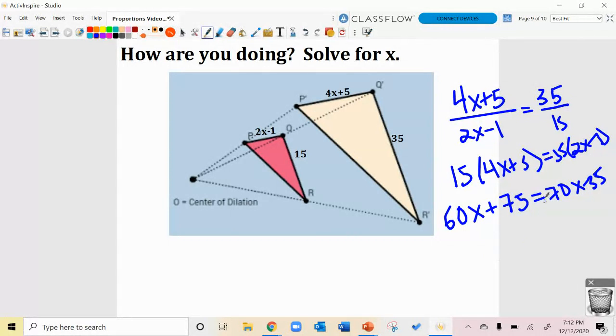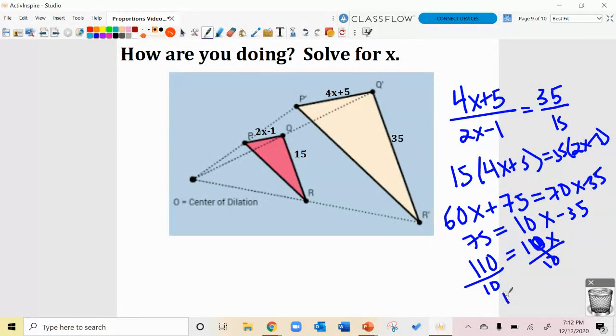Okay, so I'm going to go ahead and subtract the 60x. That gives me 10x minus 35. And then I'm going to go ahead and add 35. So that would give me 110, I believe, equals 10x. Oh, sorry. Divide by 10, and I get 11 equals x. Right, and I can plug it back in and make sure that I get the same scale factor as doing 35 over 15.